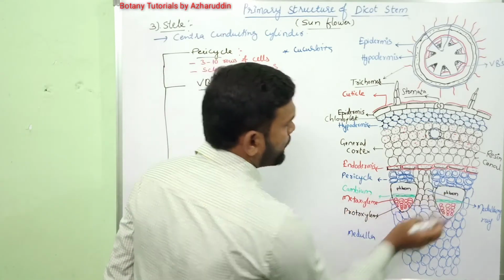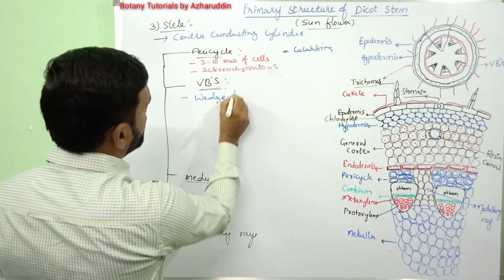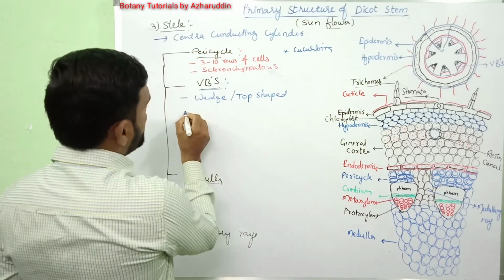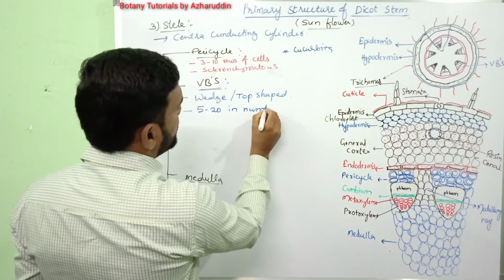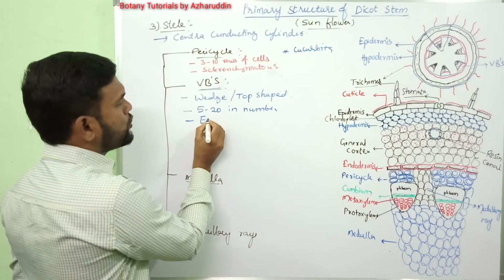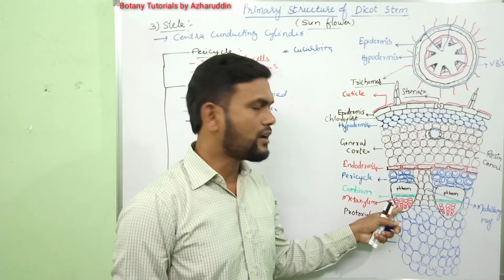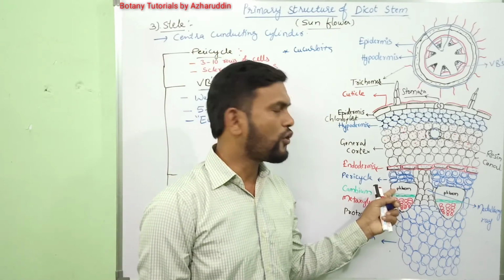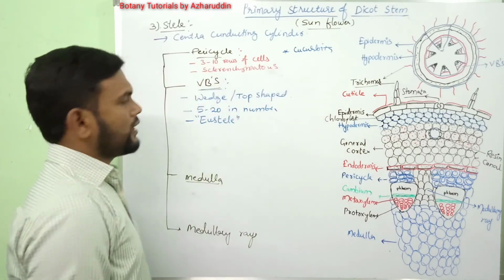Next, coming to the second type of tissue, that is vascular bundles. Vascular bundles are wedge shaped or top shaped. Vascular bundles are 5 to 20 in number, and they are arranged in the form of a ring, so the stele is called eustele. Xylem comprises xylem vessels, xylem parenchyma, and xylem fibers, and phloem comprises sieve tubes, companion cells, and parenchyma.